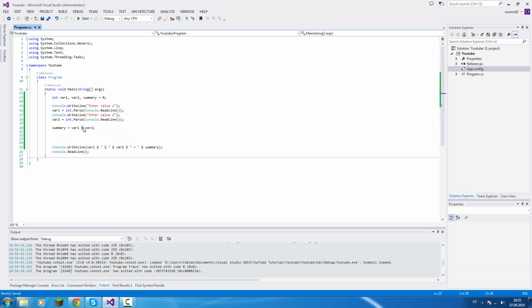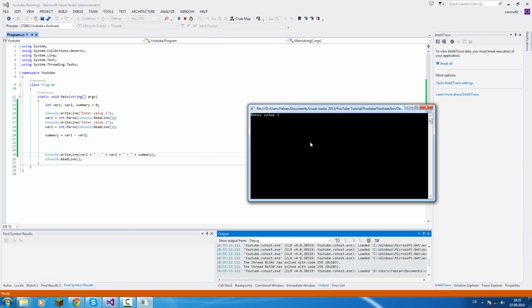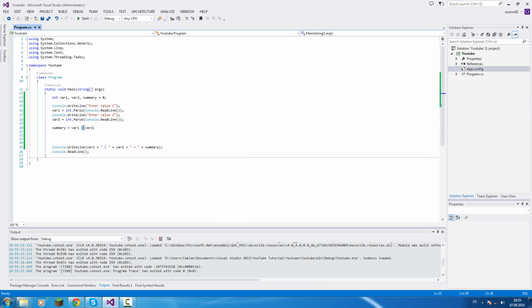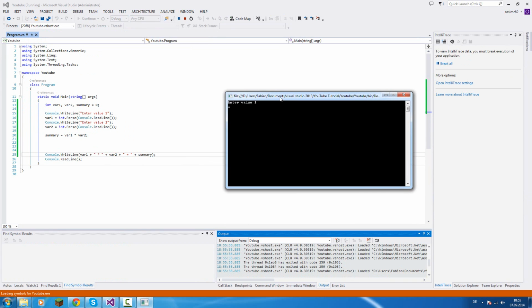Subtracting values is the same way. 20 minus 5 is 15 also. Let's continue with multiply values. It's the same way. 3 times 5 is also 15.